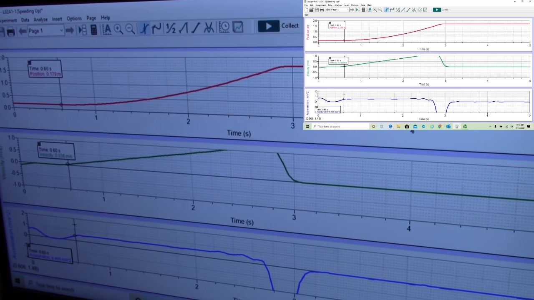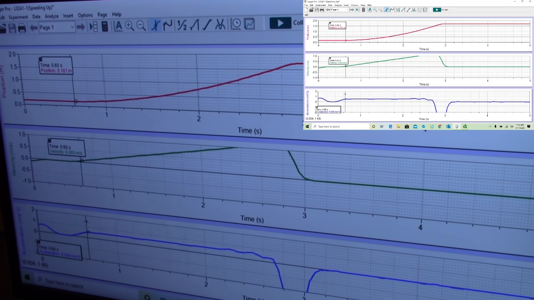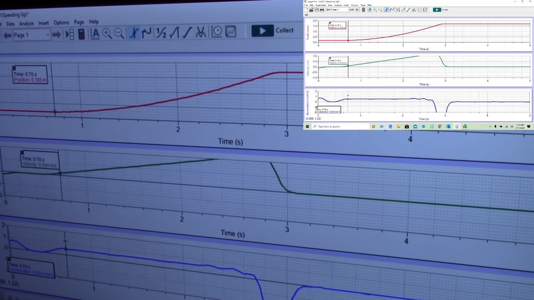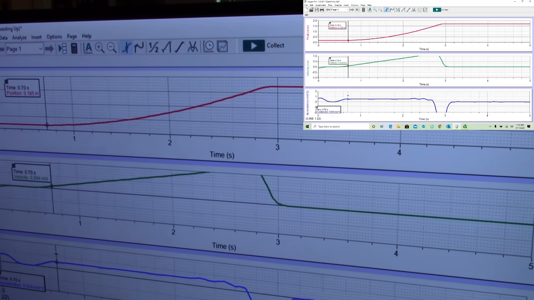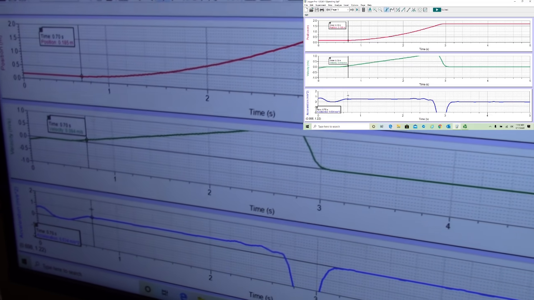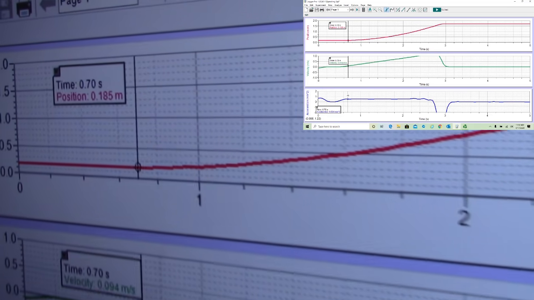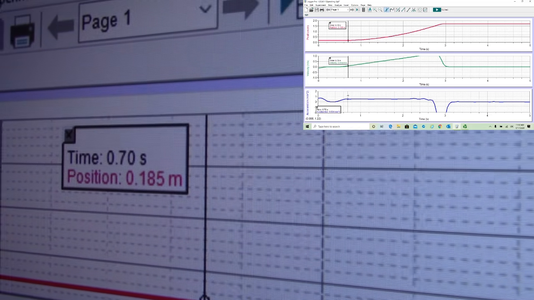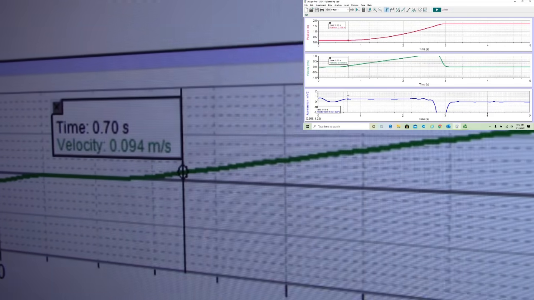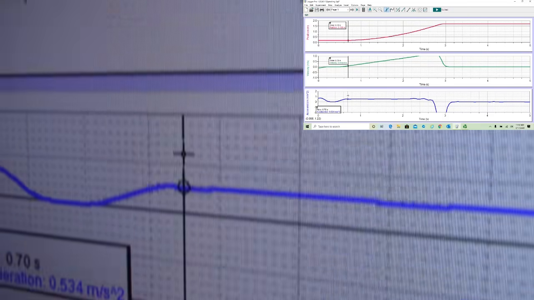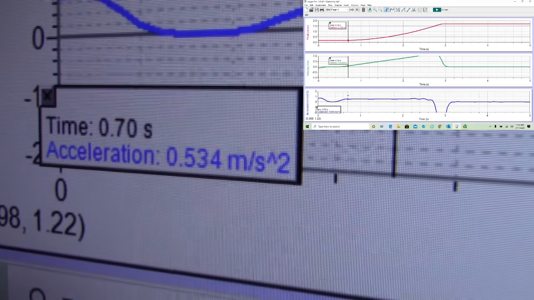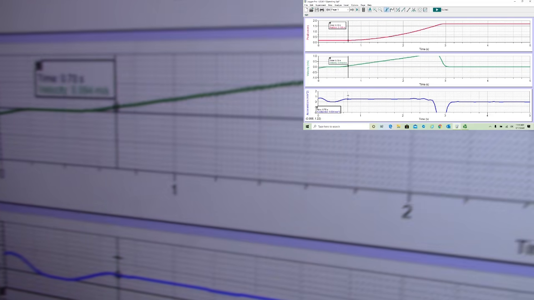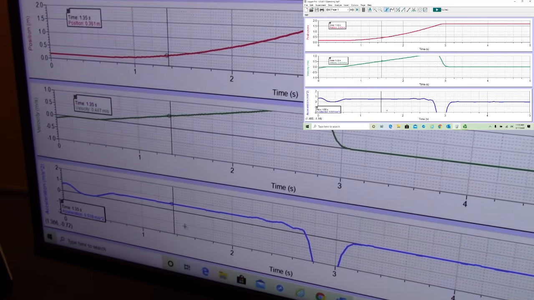Okay, so I'm saying that the release was complete at around 0.7 seconds. At 0.7 seconds, we have a position of 0.185 meters, a velocity of 0.094 meters per second, and acceleration of 0.534 meters per second squared. Okay, and then looking at where it ends.